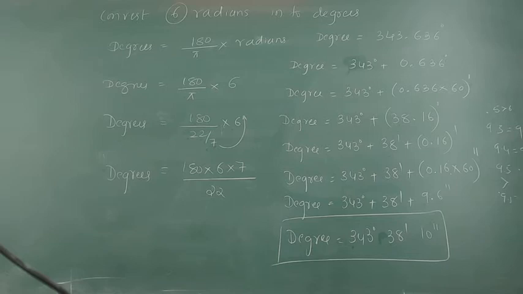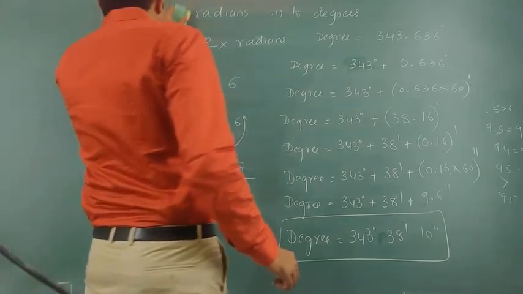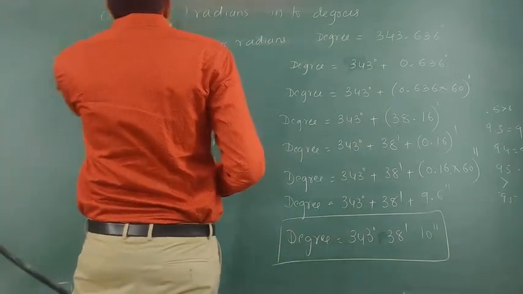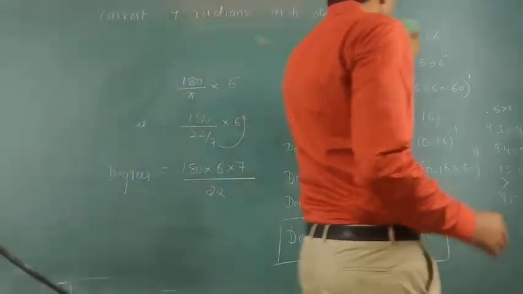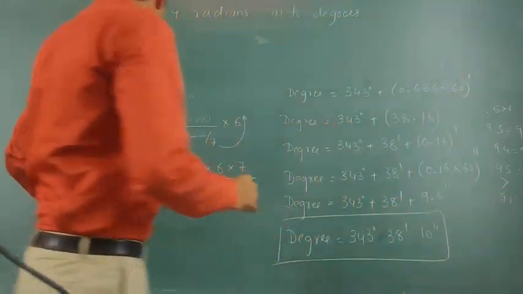See the next one. Convert. It's over now. Right. See next. Convert 4 radians to degrees. Convert.